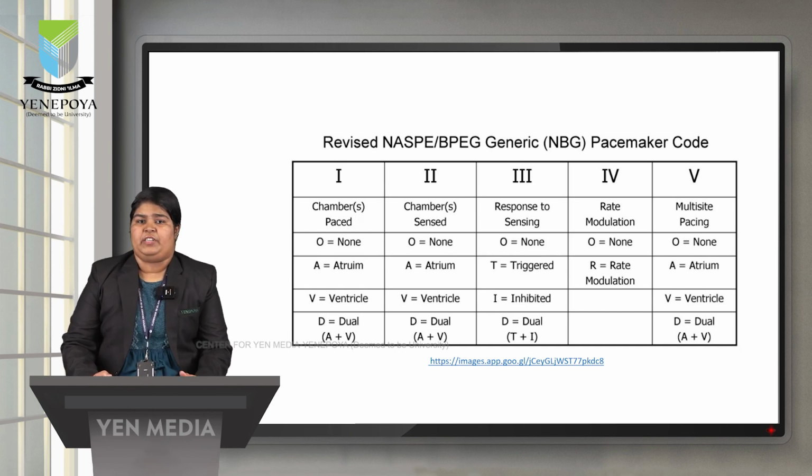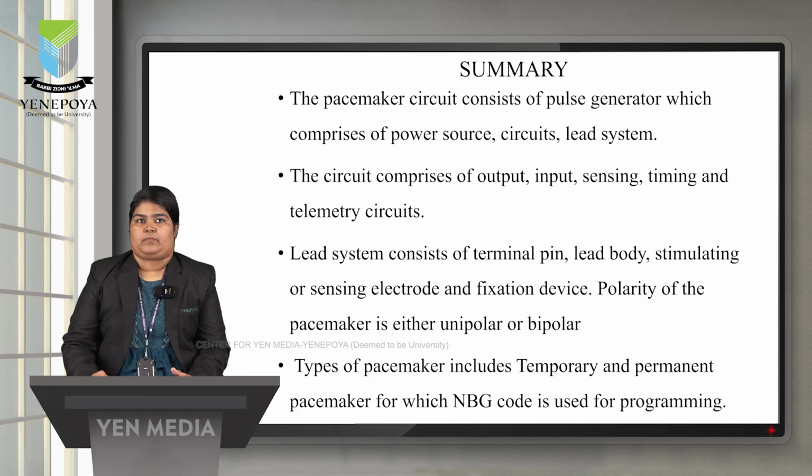Next is rate modulation, which we have already discussed. Based on the need of the patient, the exertional activity, or whether the patient is sleeping, the modulation of the rate will happen. The multi-site pacing, which is the fifth letter, denotes the pacing sites, if only the atrium is paced, or the ventricle is paced, or both the ventricles or atria are paced. So this is the NBG code for the pacemaker.